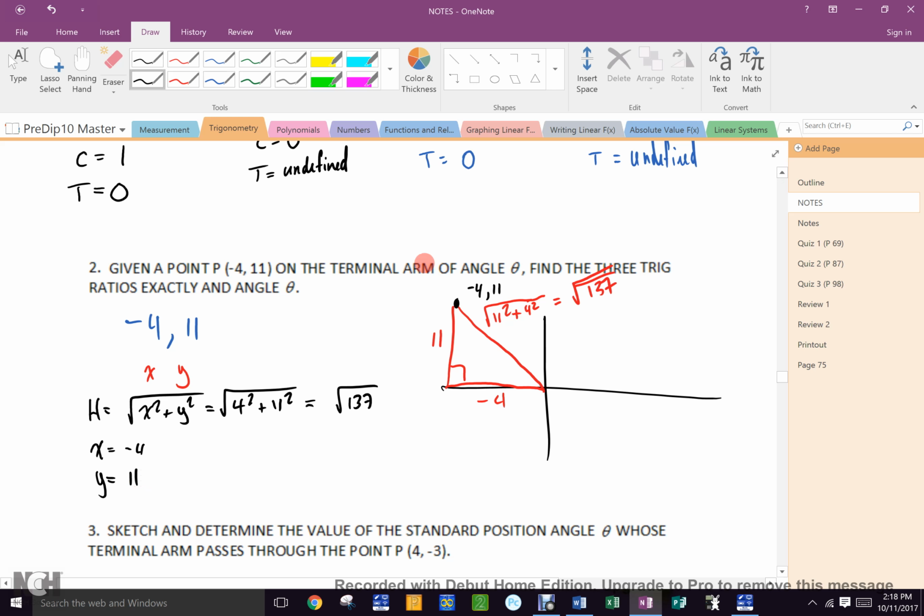What are the three trig ratios? What is sine? Y over h. So 11 over root 137. What's cos? Negative 4 over root 137. And what is tan? Negative 11 over 4. Cool?